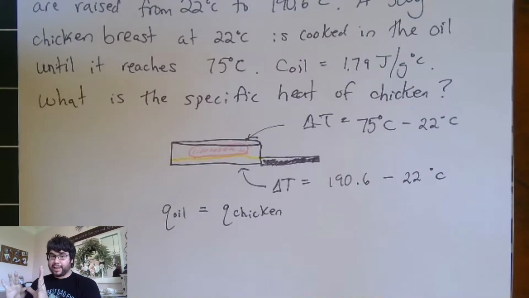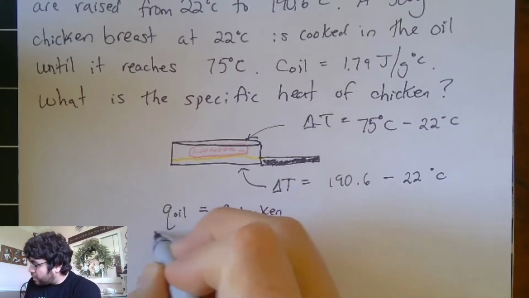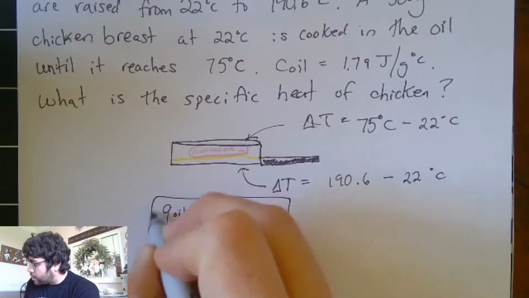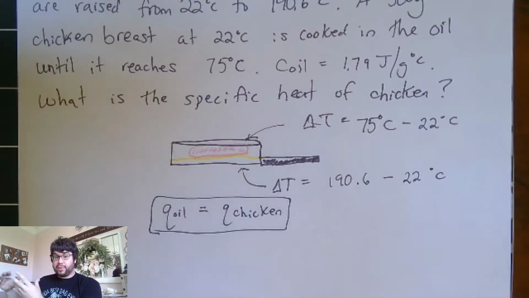But at the end of the day, the oil is being heated up to 190.6. It's being kept there, and then that cooks the chicken up to 75 degrees Celsius. And then the oil is the transfer medium for that heat. But at the end of the day, the law of conservation of energy holds true. The amount of energy that the oil gives to the chicken is the amount of energy that the chicken receives.